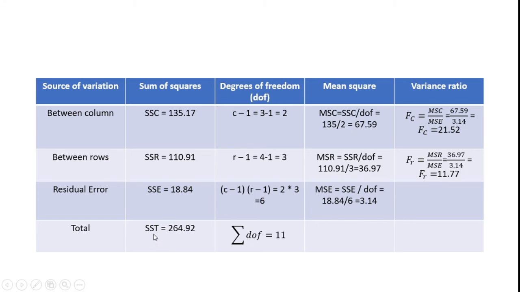After that, total sum of square. Already I told you how we evaluate the sum of squares of total in previous slides. And also degrees of freedom for the entire element: 6 available with the residual error, 3 with the rows, and 2 with the columns. I sum all the things. 6 plus 3 is equal to 9 plus 2 is equal to 11. So the total degrees of freedom is equal to 11. Likewise, I frame the ANOVA table for identifying the significant and non-significant parameters from the experimental setup.